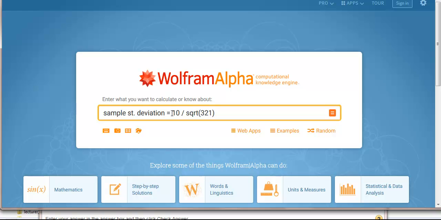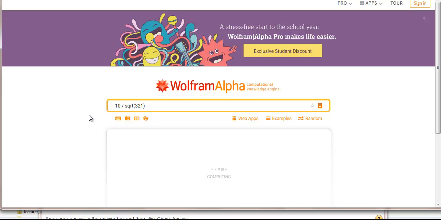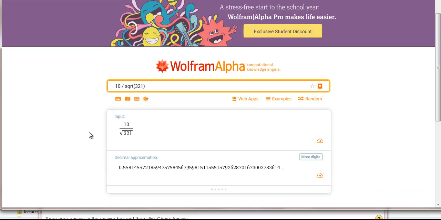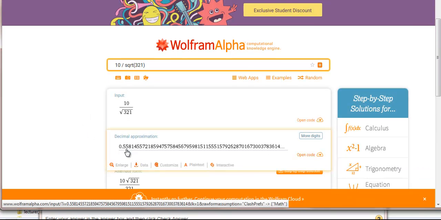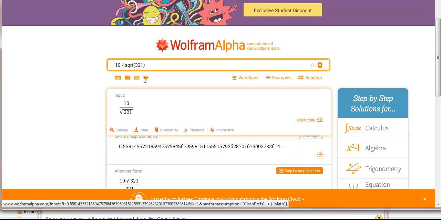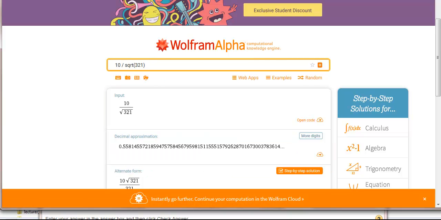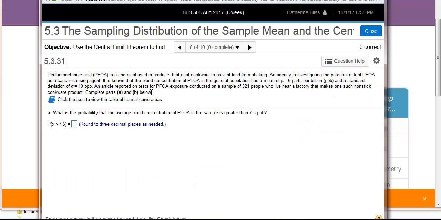Okay, so whatever we get here, this is going to be our sample standard deviation. So let's figure out what that is. Okay, and that turns out to be about 0.5581. All right, so this is our sample standard deviation. Now we need to understand how many standard deviations, or what is our z-score, for the value of 7.55.